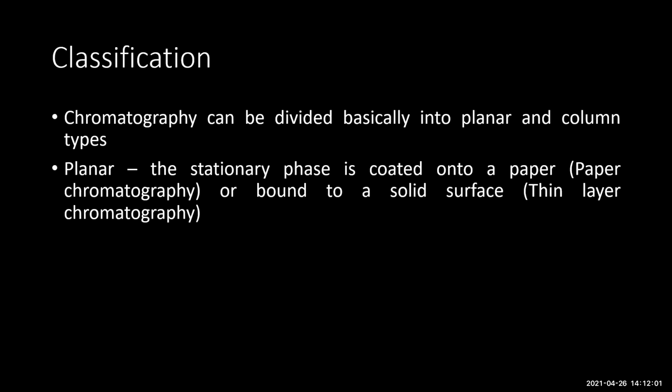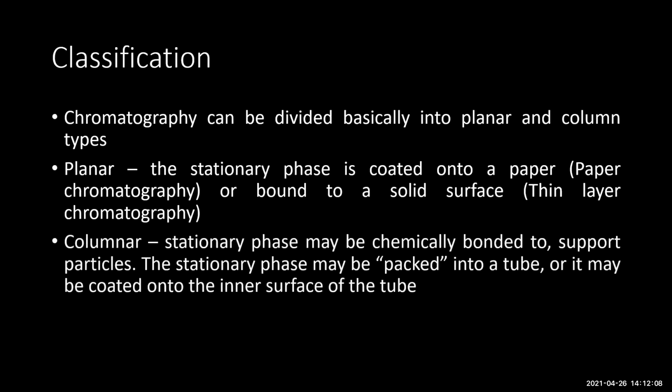The stationary phase is coated onto a paper in paper chromatography, or bound to a solid surface in thin layer chromatography. In columnar, the stationary phase may be chemically bonded to support particles. In this, there is a tube and the stationary phase is packed into the tube, or it may be coated to the inner surface of the tube. So based on how the alignment of the stationary phase is seen, a chromatographic technique can be classified into planar and columnar. Planar means it is coated onto a paper.